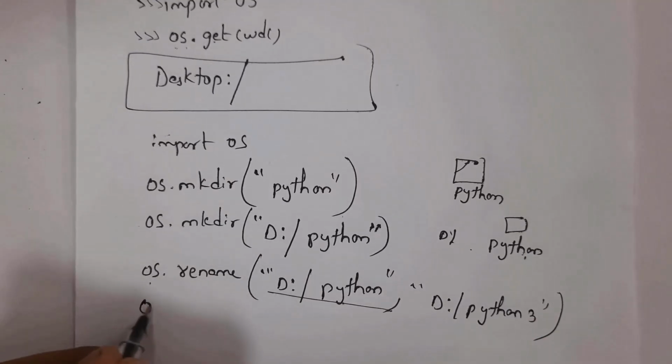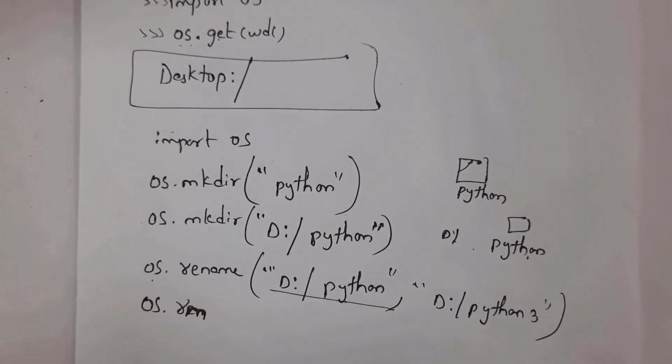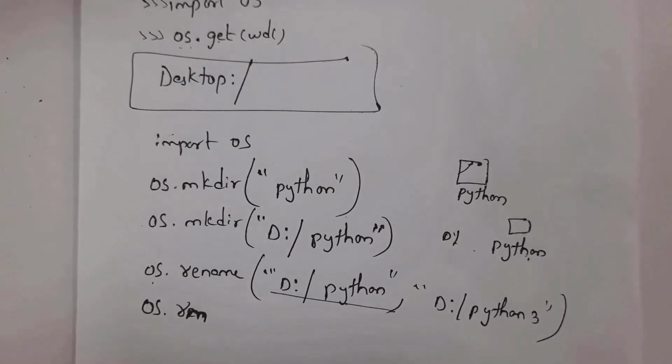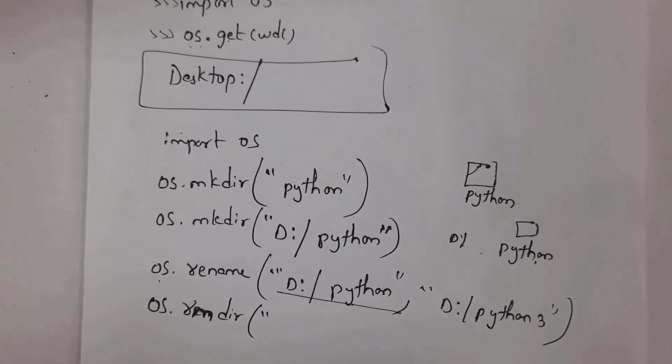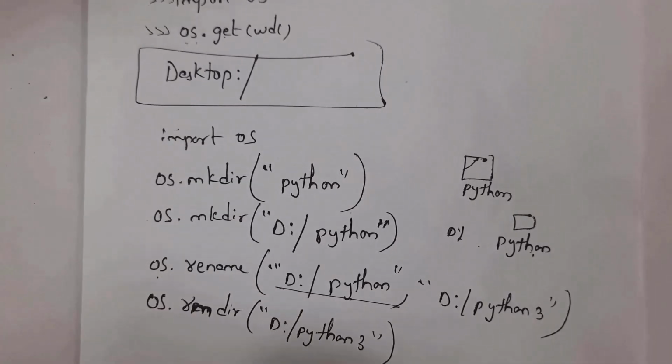So just write here os.rmdir. That is nothing but remove directory. In order to delete any folder, you can use the rmdir function. Inside brackets, you need to write your folder name. I want to remove Python 3, so it will remove this folder Python 3.